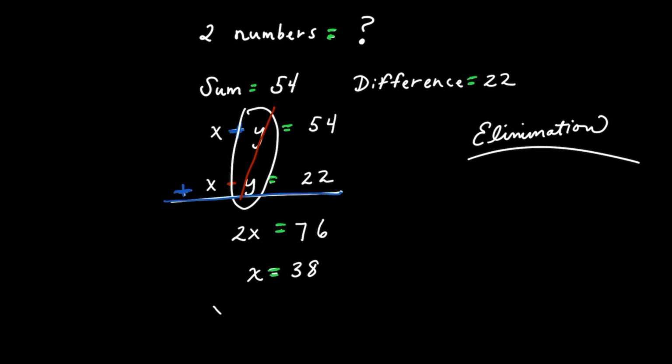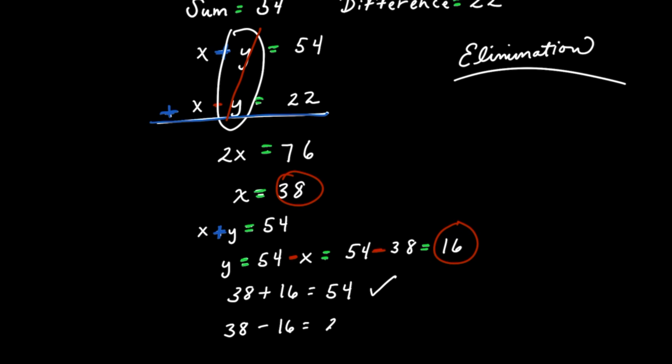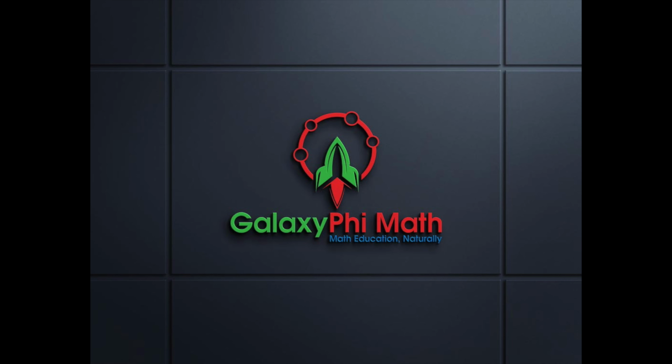So we use our x value and plug it back into the original equation to find our y value. When we rearrange the equation, we get y equals 54 minus x, or 54 minus 38, since we're plugging 38 in for x. And we are left with 16, so that is our other unknown number. So our two unknown numbers are 38 and 16. And we can check that these work by saying 38 plus 16 does in fact equal 54, and 38 minus 16 equals 22.